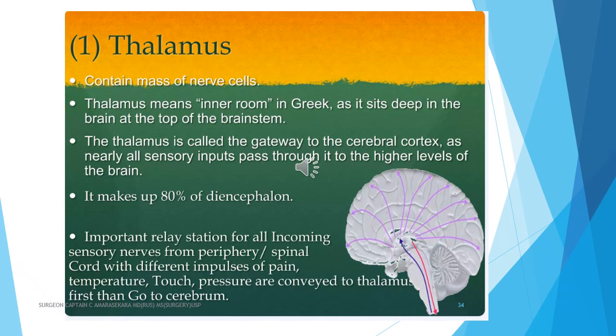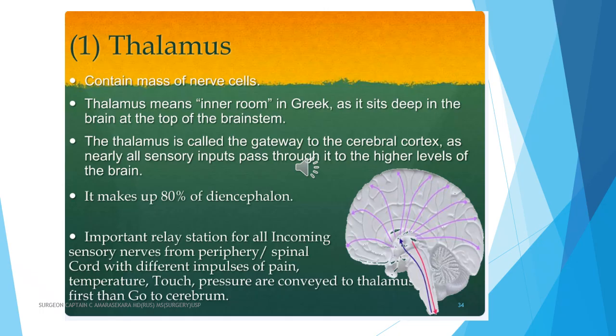Thalamus, gateway to conscious sensation. Now we focus on the thalamus, the largest component of the diencephalon, accounting for nearly 80% of its mass. It sits deep in the brain, perched atop the brainstem like an inner room, as its Greek name suggests. So, thalamus.